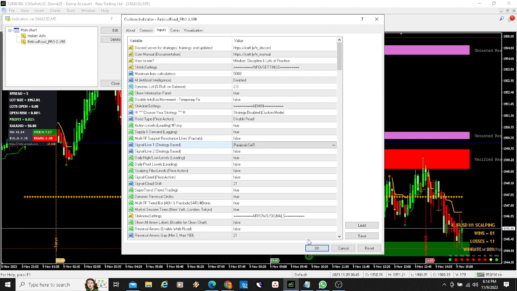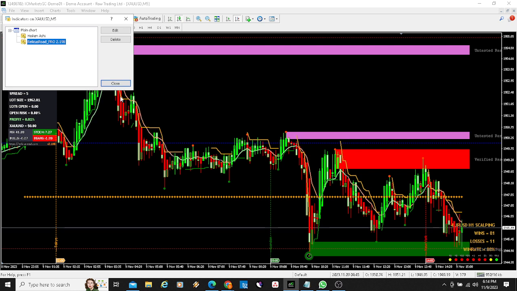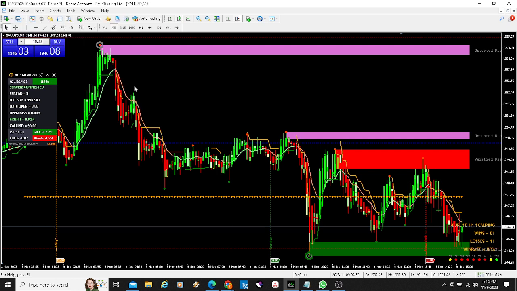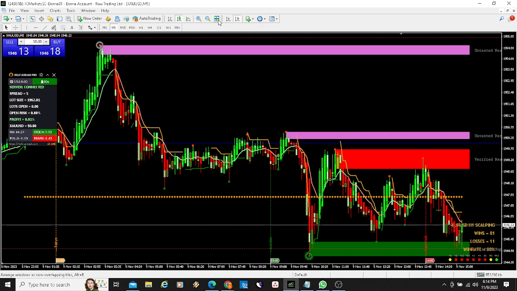After doing this, you get another signal line over here. So now this signal line will act as a parabolic strategy. Parabolic itself is a strategy, but we add this as a confluence to strategy 7 in order to avoid this type of situation.